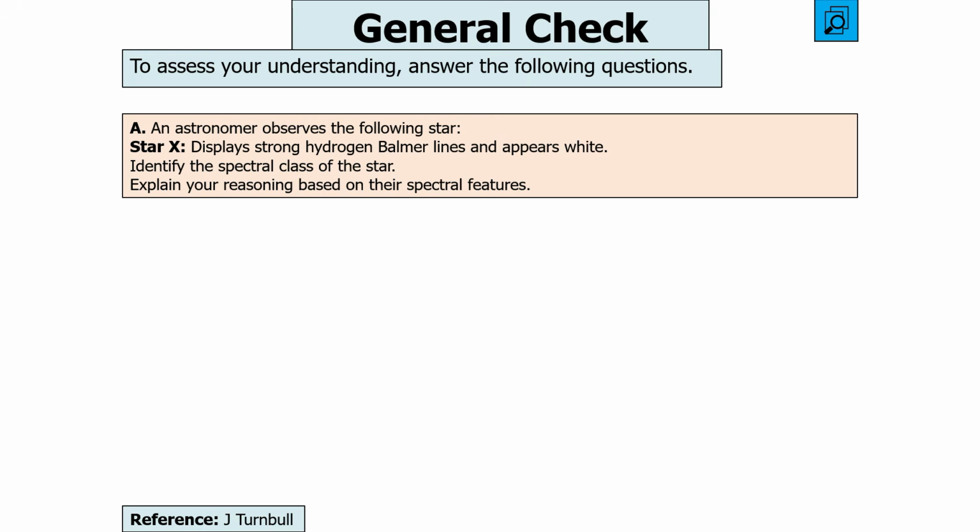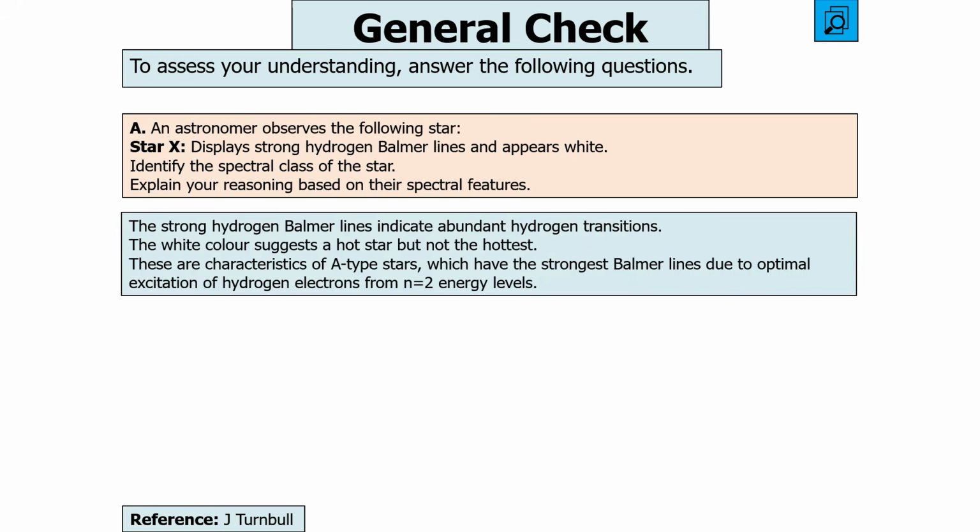An astronomer observes the following star. Star X displays strong hydrogen Balmer lines and appears white. Identify the spectral class of the star and explain your reasoning based on its spectral features. The strong hydrogen Balmer lines indicate abundant hydrogen transitions. The white colour suggests a hot star but not the hottest, so these are characteristics of A-type stars, which have strong Balmer lines due to their optimal excitation of hydrogen electrons from the n=2 energy level.